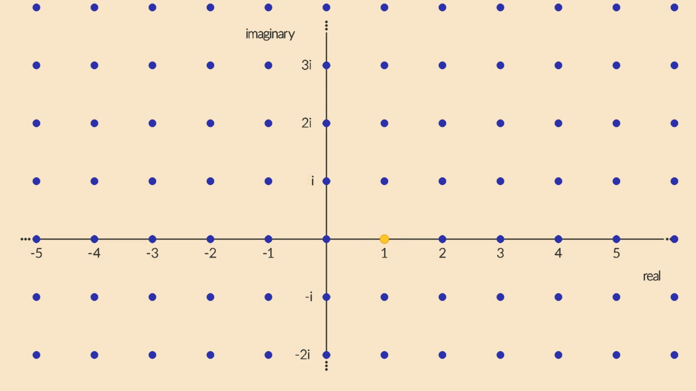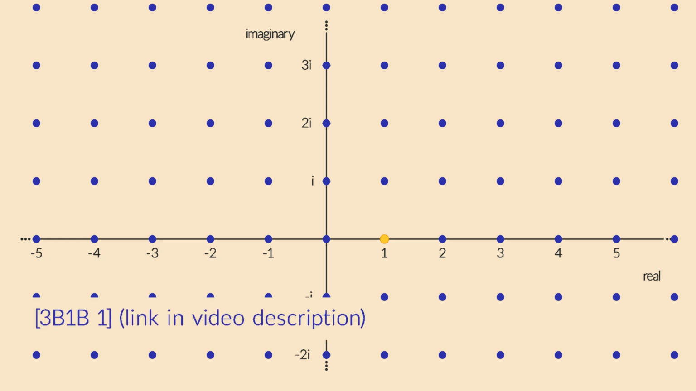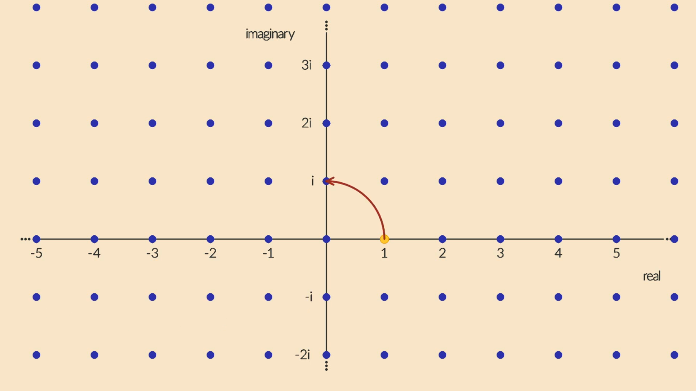3Blue1Brown has a great video where he shows more examples. His trick for visualizing complex multiplication is that you pin down the origin so that it can't move, and then you move the neutral element, the number 1, to the target point. The rest of the plane moves along, stretching or shrinking or rotating as needed. There's a link to his video in the description.